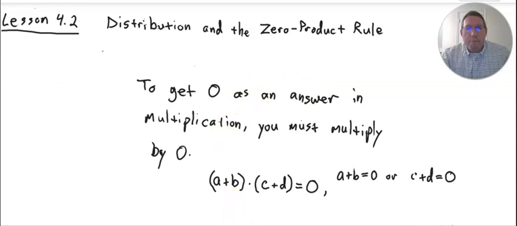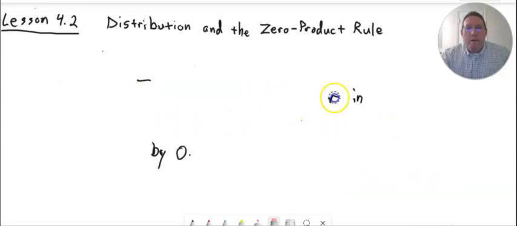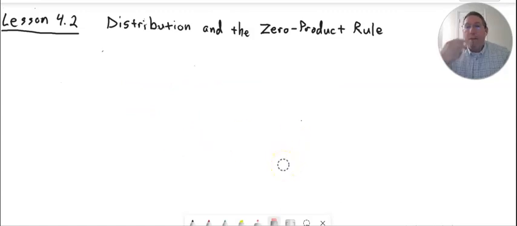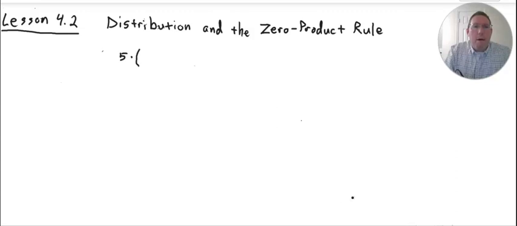Now let's talk about distribution, okay? Distribution in math is a way of multiplying expressions that are also being added or subtracted, okay? So I'm going to give you an example. Let's say that we have the number 5 that's being multiplied by a number, and that other number is 2 plus 7, okay? All right, well, 2 plus 7 is 9, so we know that 5 times 9 is 45, okay?